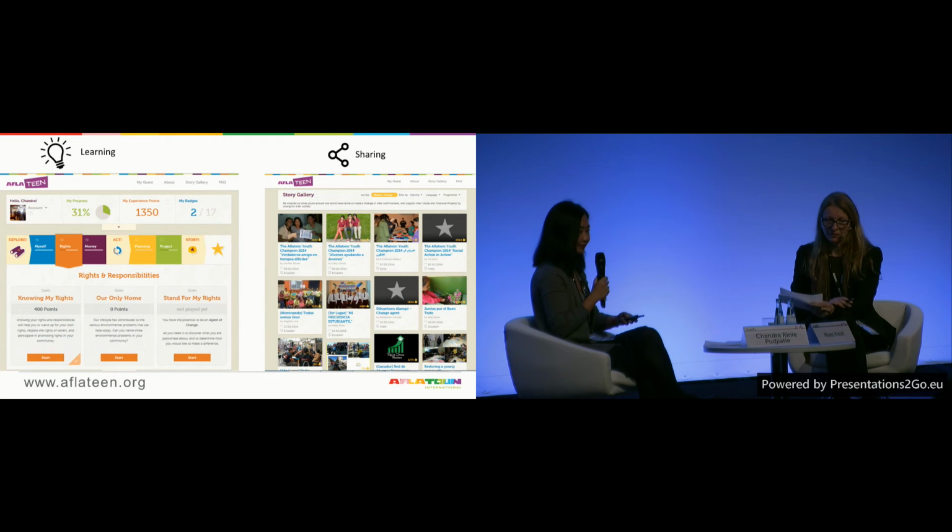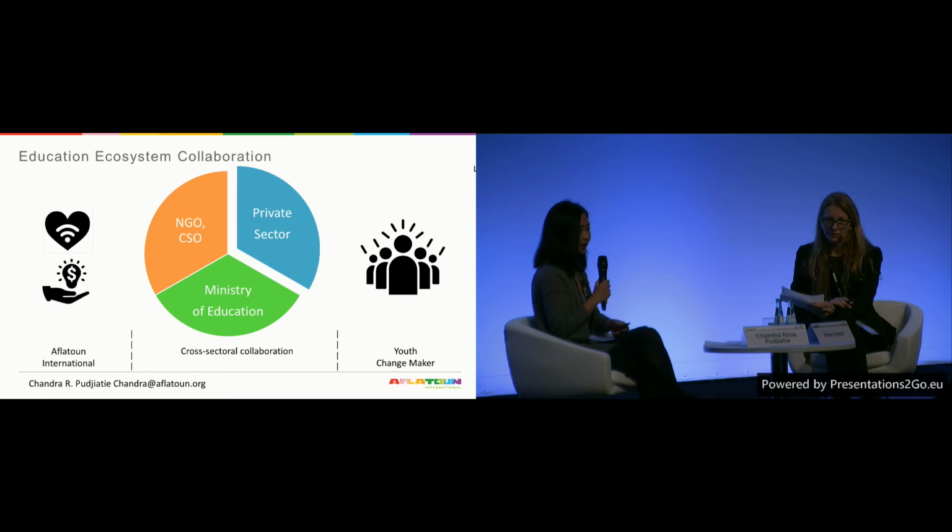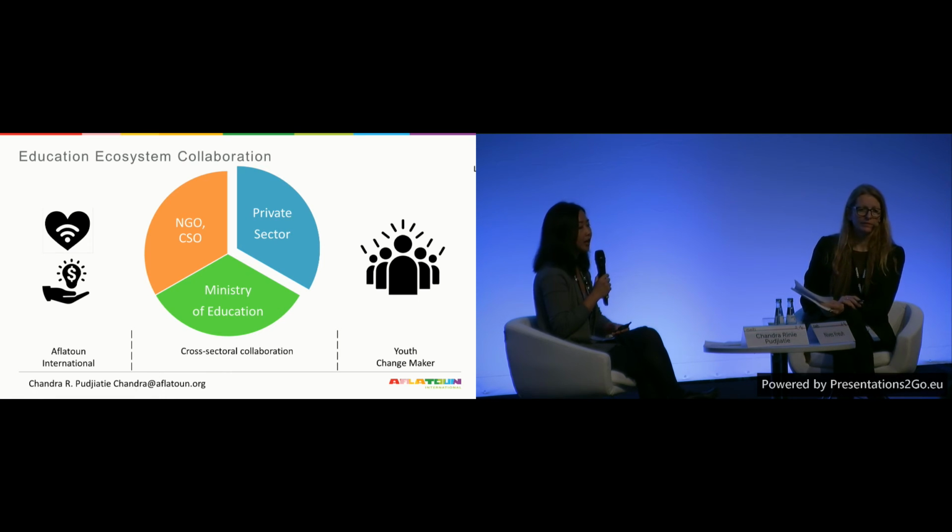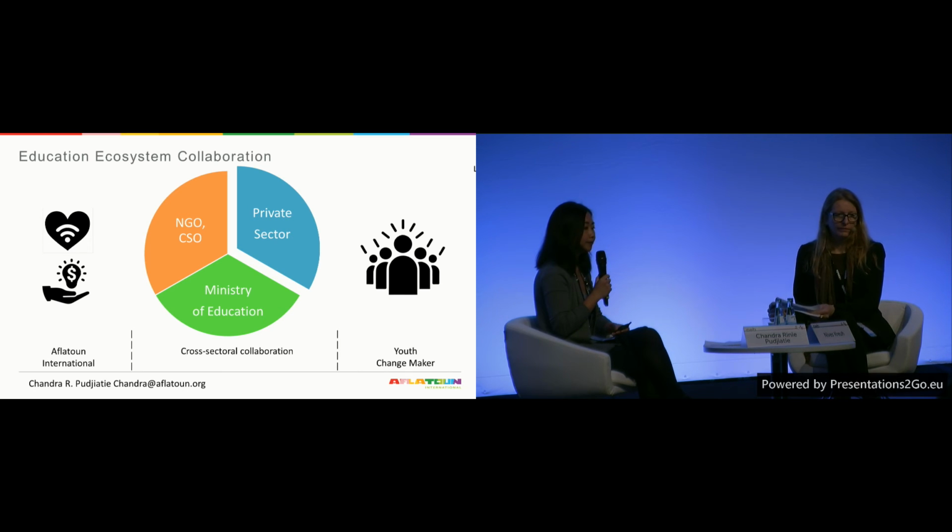Okay, and how do we work? The Aflatoun program is developed by an international NGO that promotes social and financial education to children and youth. We collaborate through a cross-sectoral collaboration with NGOs that serve as our implementing partners.